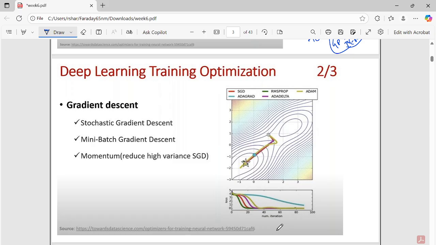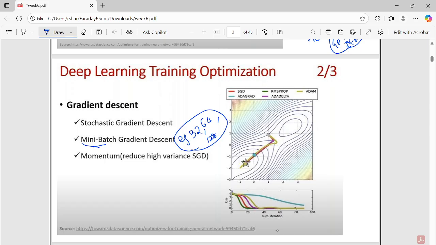The next is mini batch gradient descent. So it works by splitting the dataset into small batches and performs the update per batch. Mini batch is whenever we have a smaller batch, for example 32 or 64 or 128 as the batch size, and we perform the update per batch. So this balances between the speed and the stability.